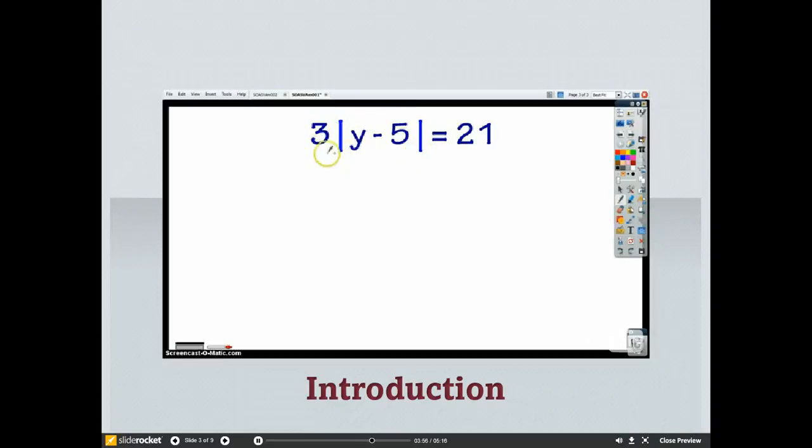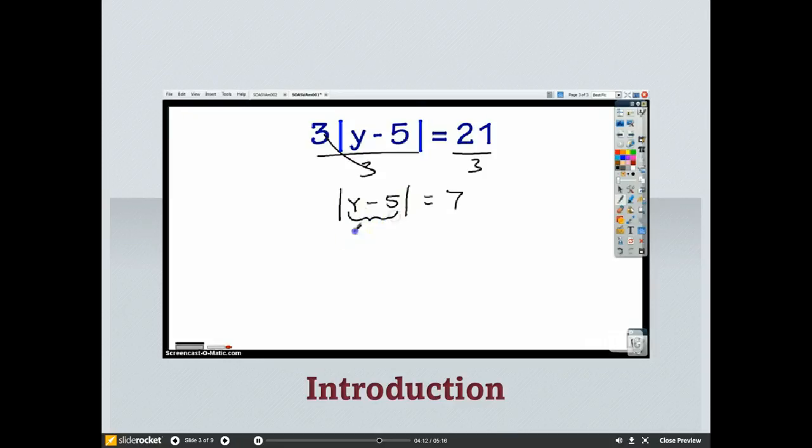So what I'm going to do is I'm just going to undo it. I'm going to divide by 3. What I do to one side, I do to the other. And now I've got what I want. I've got the absolute value part of the problem isolated by itself, and now I can think of it in terms of two different versions.